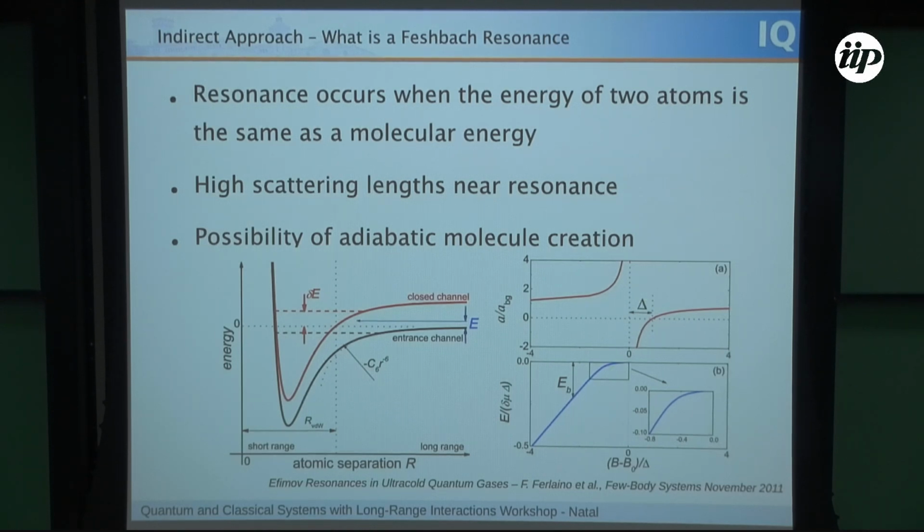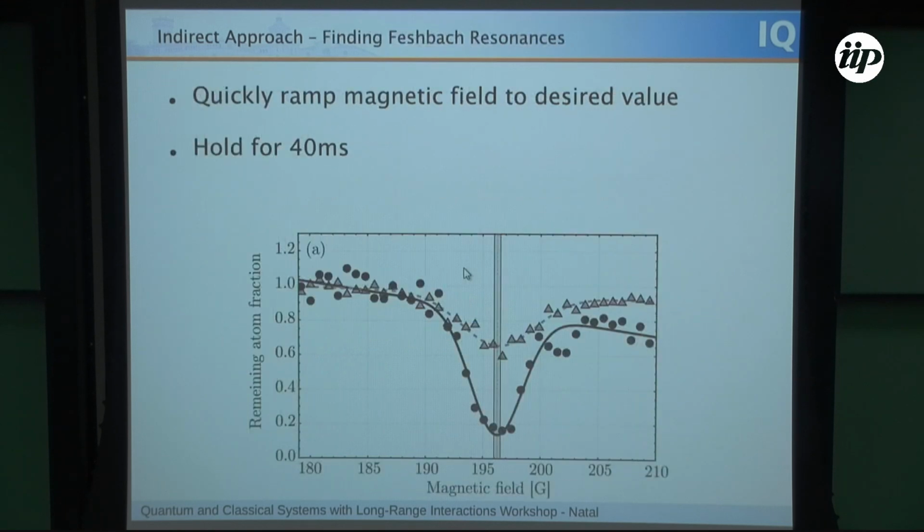The other thing you will see is that this red state goes below the dissociation threshold. You'll start to see a molecule with a binding energy, in principle. Okay, so the first thing we need to do is find a suitable Feshbach resonance, and fortunately for us, it's at around 200 Gauss. This is a plot of the remaining number of potassium atoms and sodium atoms as we change our magnetic field.